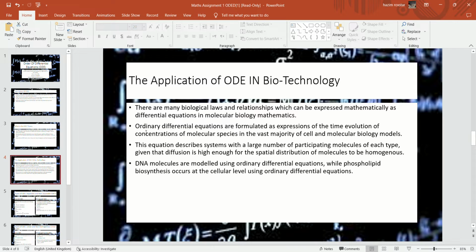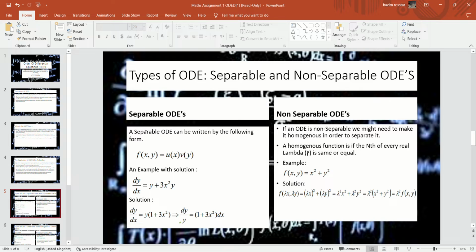So now what are the different types of ODEs we have? Linear, separable and non-separable ODEs. A separable ODE can be written in the following form. And an example provided with its solution is y plus 3x squared times y is equal to dy over dx. So we differentiate it in terms of y and hence we arrive at the solution.